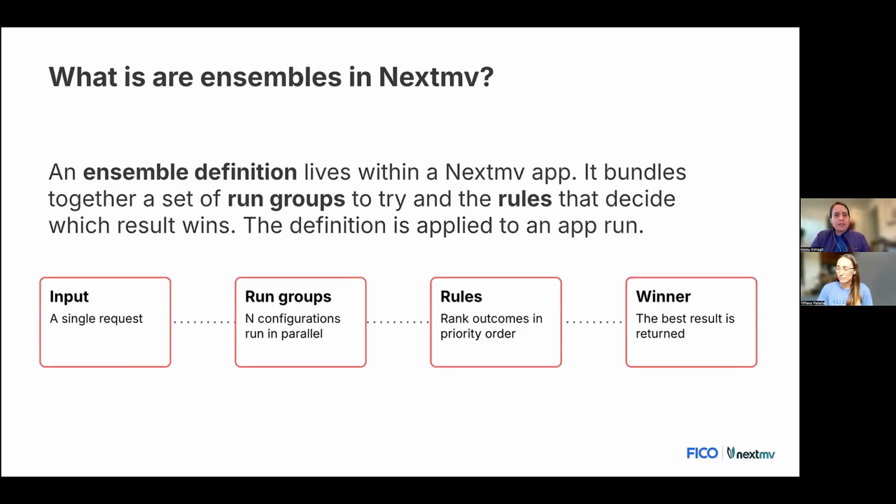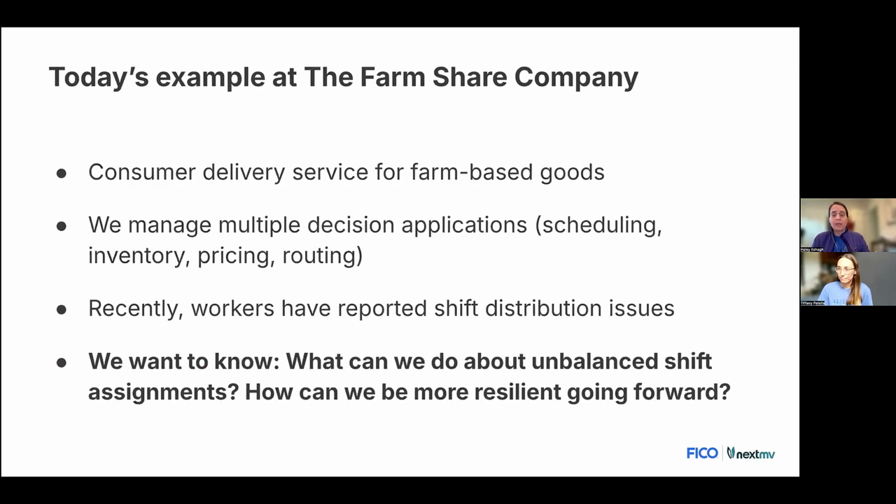So an ensemble definition is something that lives within a Nextmove application, which you just saw, and it bundles together a set of run groups that you are interested in trying and the rules that decide which result wins. And then this definition is applied to an application run. You're going to see all this with Tiff in just a moment, but the gist is you have an input that's a single request that feeds run groups. Then the outcome is ranked in priority order by the rules, and then a winner is selected. So let's see this in action.